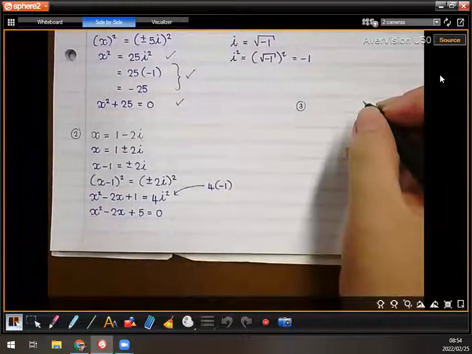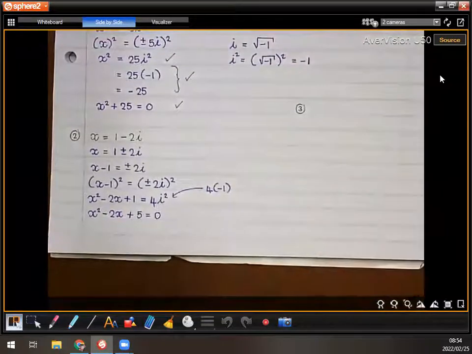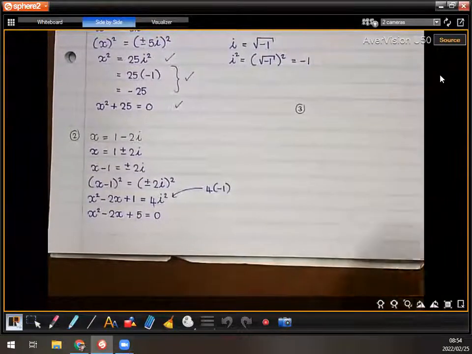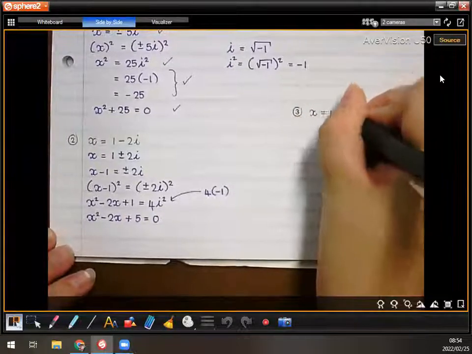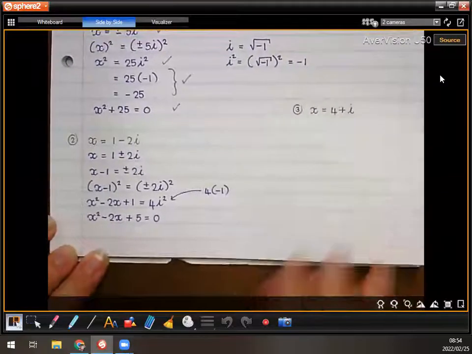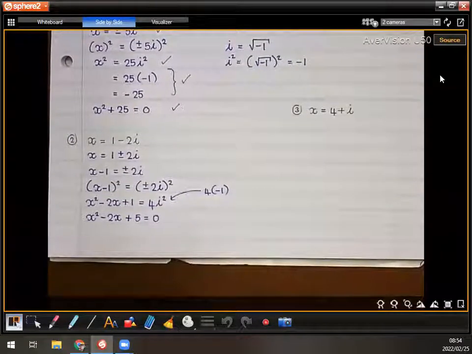So number 3 is the same as these ones that we've just done. I'll just give you one, guys, and you can do it now in the 5 minutes that are left. x equals 4 plus i. Just practice that one. So it's not actually even homework, it's classwork. You will definitely be able to finish it in the time that's left.